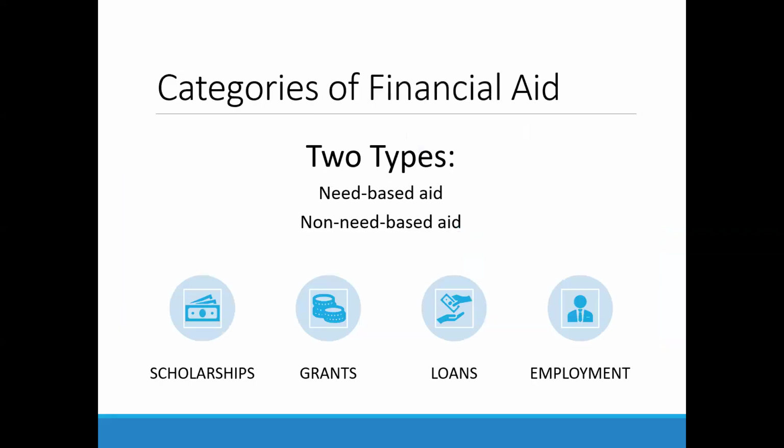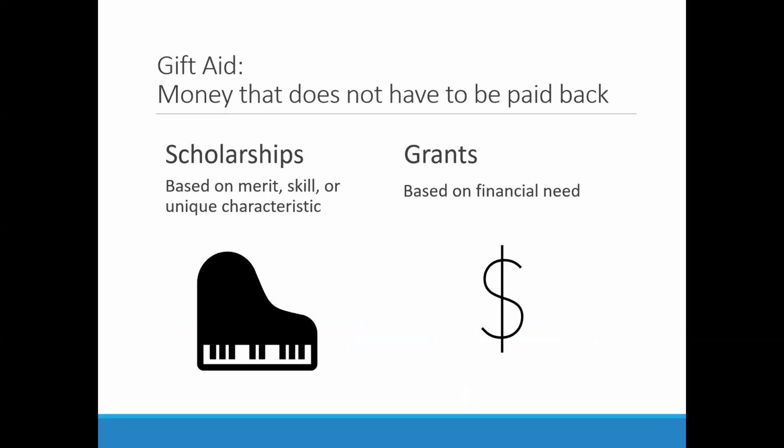So let's discuss the categories of financial aid. There are two types. There are need-based and non-need-based aid, and they can range from scholarships, grants, loans, and employment. And that need, again, is based on that calculation that we just discussed of the cost of attendance minus the SAI. Gift aid is money that does not have to be paid back, and it's most likely scholarships and grants. Scholarships are usually based on merit, skill, or some sort of unique characteristic, while grants are based on financial need.